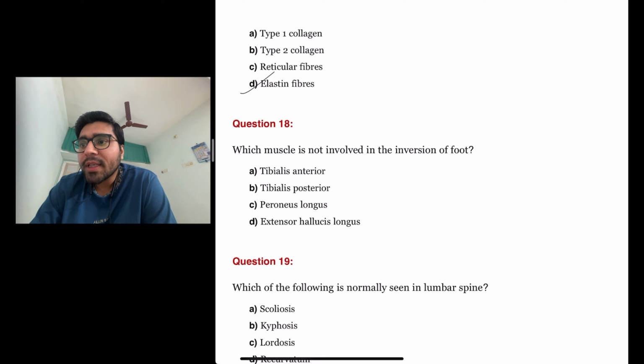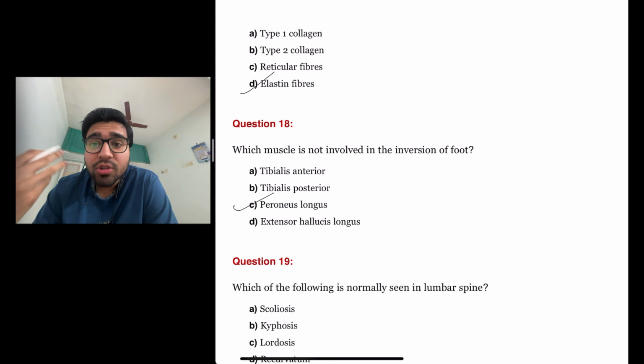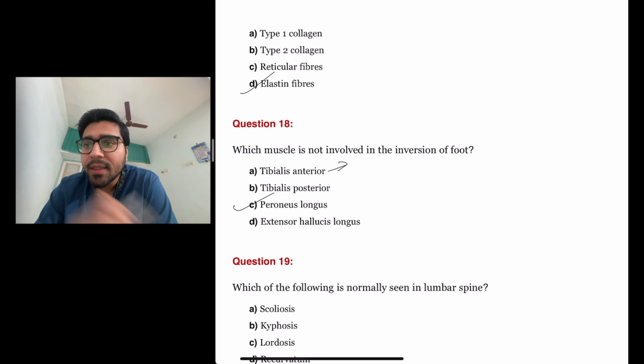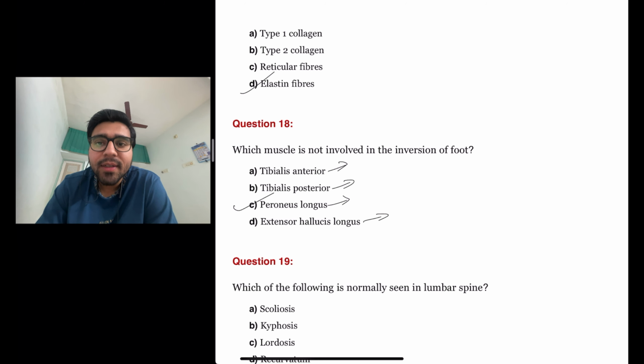Which muscle is not involved in the inversion of the foot? Completely true, that is peroneus longus. Because tibialis anterior, what is the function? Dorsiflexion and inversion. Tibialis posterior, plantar flexion and inversion. Flexor hallucis longus, flexion of the great toe and inversion. Peroneus longus function, plantar flexion and eversion. So it is not involved in inversion of the foot.